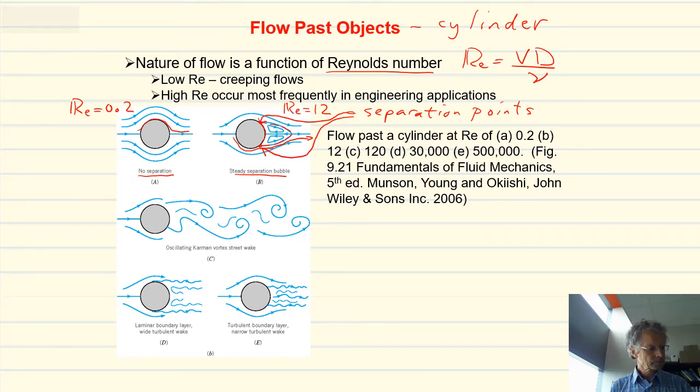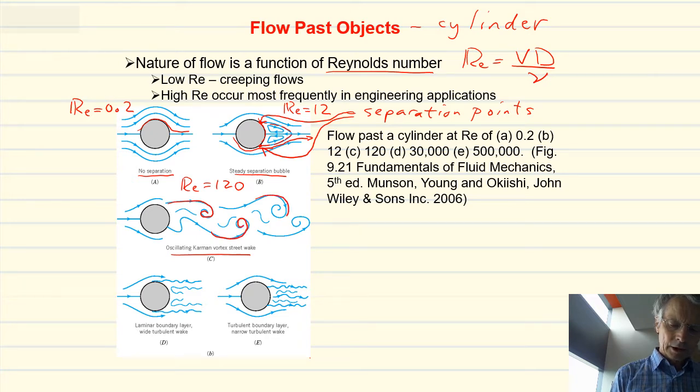Okay, if we increase the Reynolds number again by a factor of 10 to 120, then we get the oscillating Kármán vortex street. Sometime, I think previously I might have called it the von Karman vortex street, but strictly speaking it's called the Kármán vortex street. And in that flow pattern, vortices are shed alternately from either side of the cylinder and form this very interesting flow pattern. If we increase the Reynolds number up to 30,000, we get the flow illustrated in figure D.